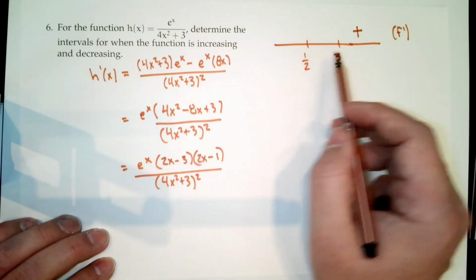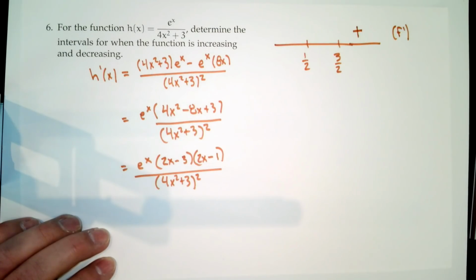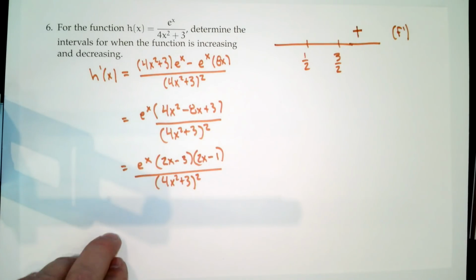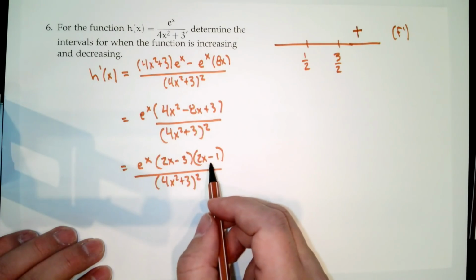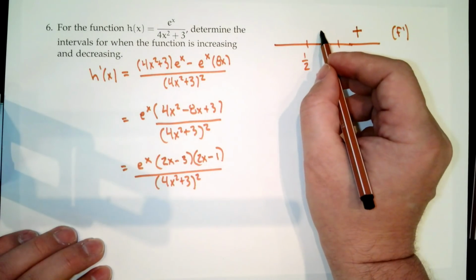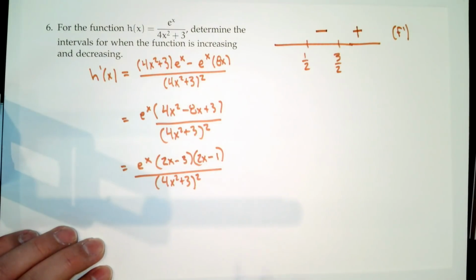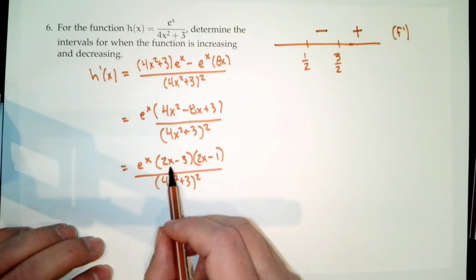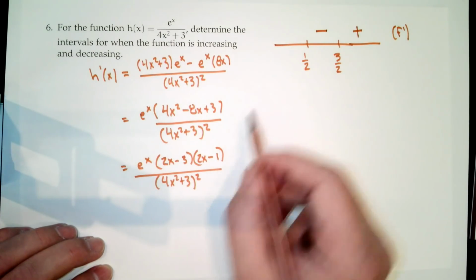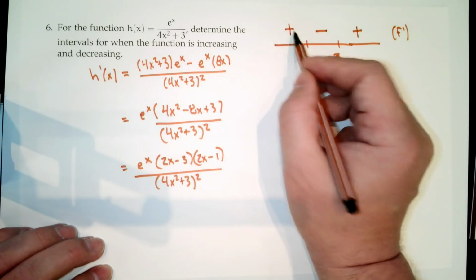What's the number between 1 half and 3 halves? 1. Now, could you be creative? Yes. Should you be creative? No. Don't be creative. Choose simple values. Okay. Plug in 1. 2 minus 3, negative. 2 minus 1, positive. Net result? Negative. Okay, something below 1 half. 0. Okay, 0. Negative 3, negative 1. 2 negatives. 2 wrongs make a right.